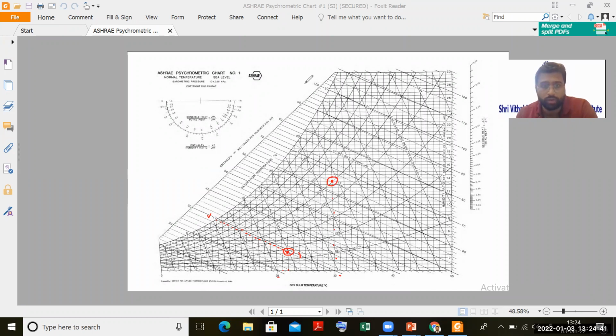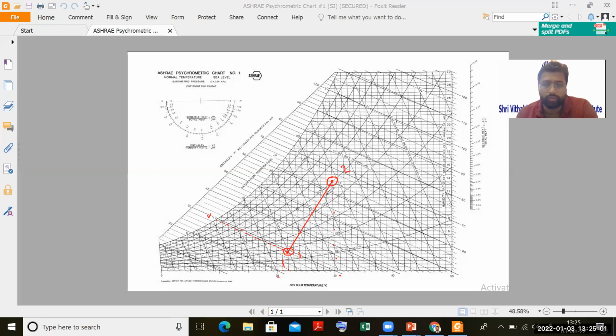Then I have to draw a line. So I will draw a line starting with this point and ending with this point. Okay. So this is my general curve. So this is my 0.1, 0.2. Somewhere here 0.3 will lie.